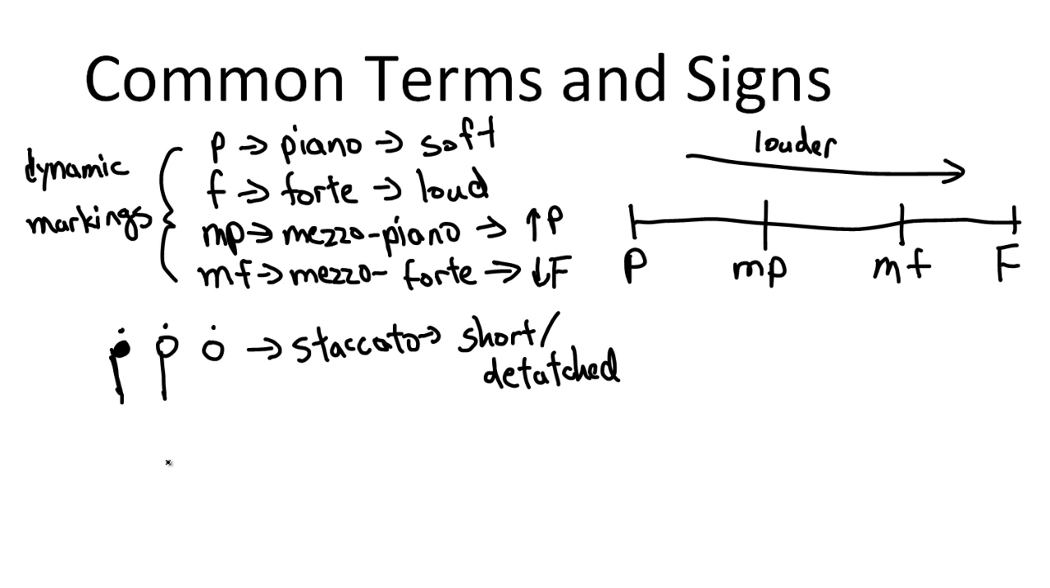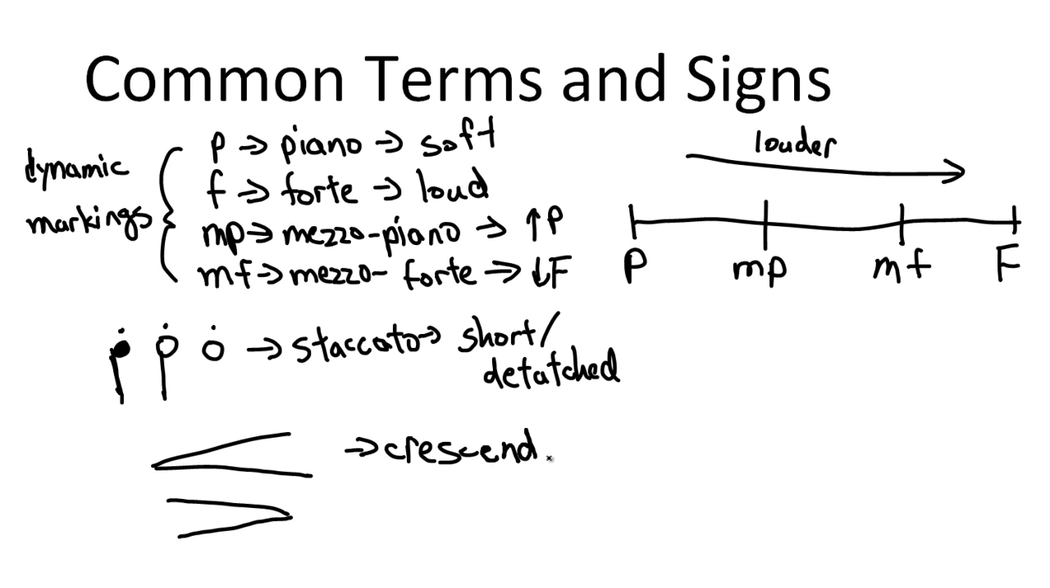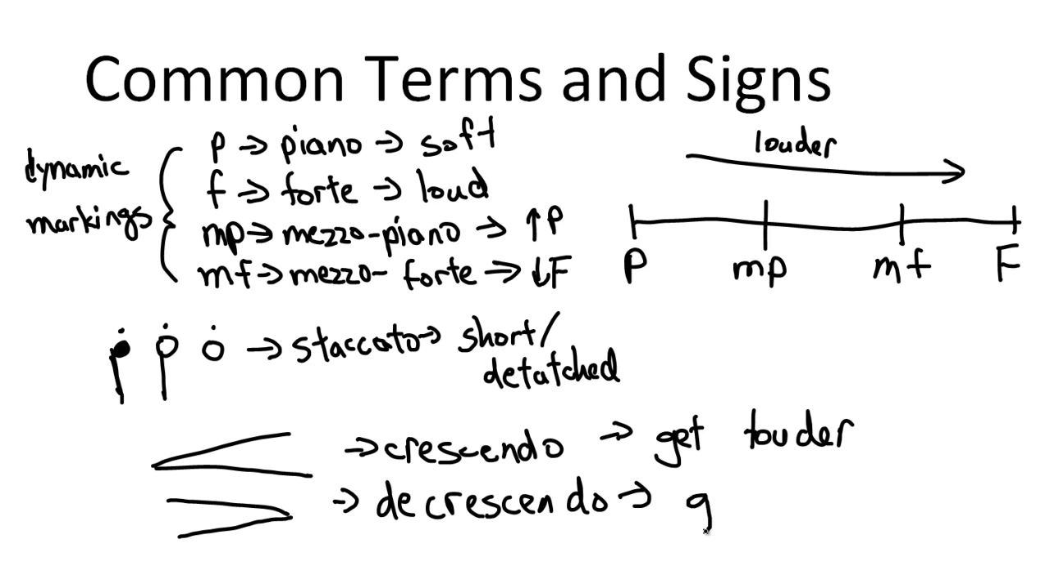The next two you might see are called crescendo, which is like this, and a decrescendo, which is like this. So a crescendo means to get louder, and a decrescendo means to get quieter or get softer. So these are some of the common terms and signs you might see.